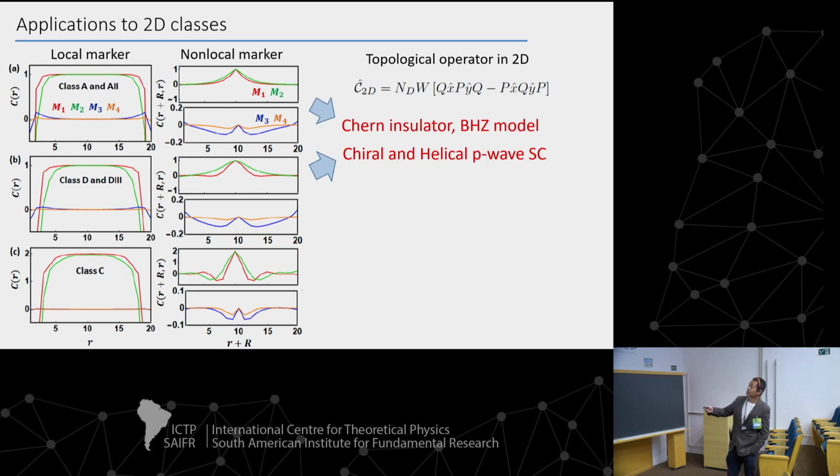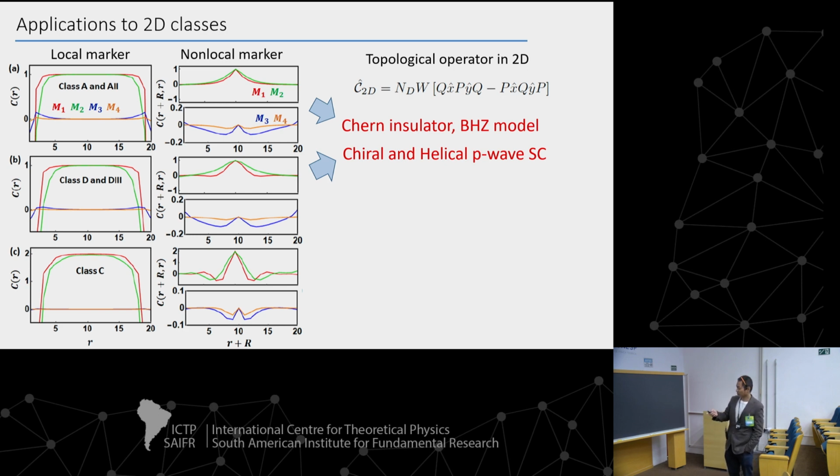Here, what I'm showing you are the five symmetry classes. The first two are the Chern insulator and the BHZ model that Kyle has already mentioned. And it also works for the 2D topological superconductors. These are the so-called chiral and helical p-wave superconductors.